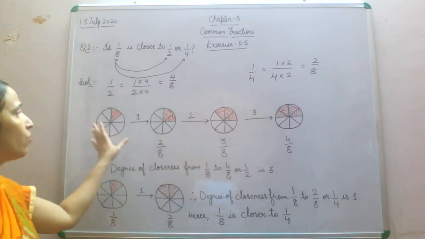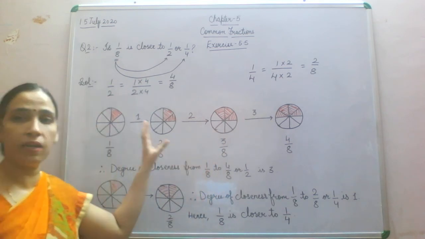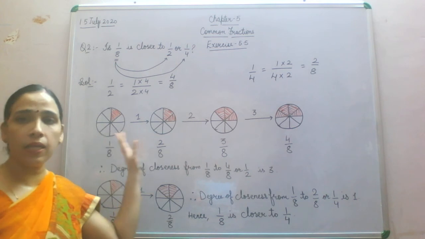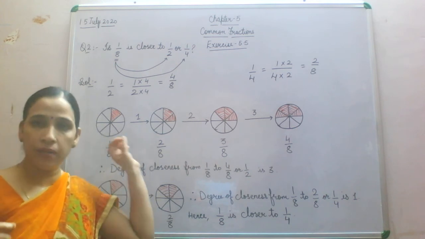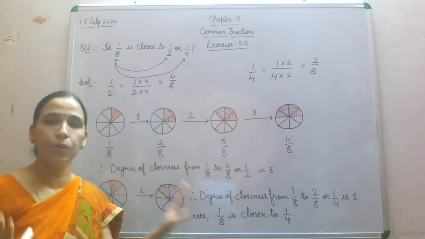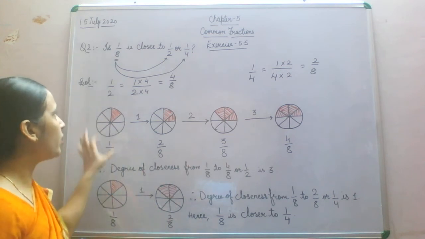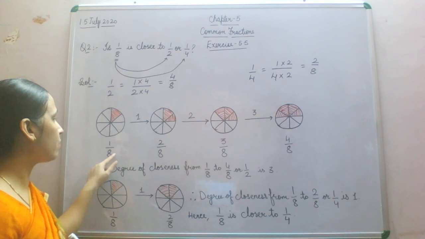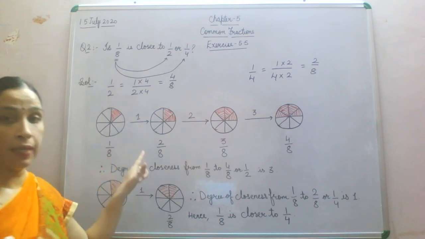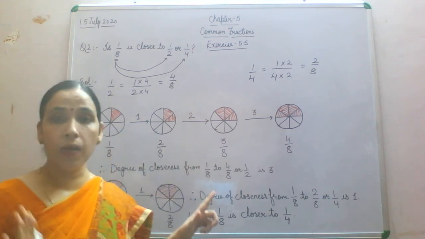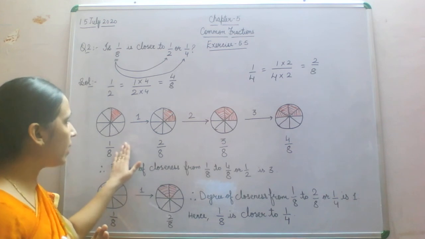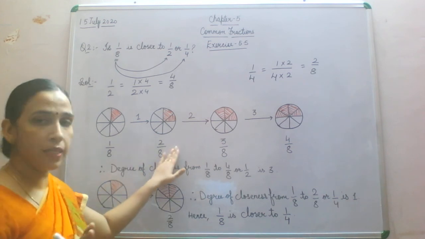Then you have to form a geometrical figure. Instead of a circle you can make a rectangle also, but divide it into 8 equal parts. So then we are going to represent this fraction, which is 1/8. After that, when we have to represent 2/8, we are going to add 1/8 in this. Then we will represent 2/8.